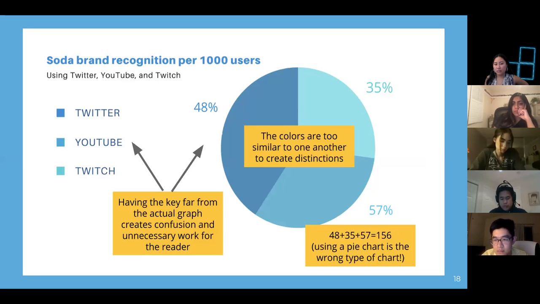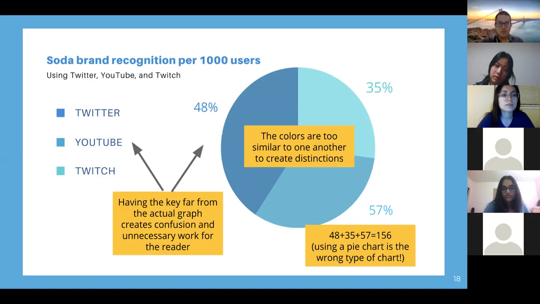First off, the key being that far away from the graph and having just straight numbers on the chart itself creates confusion as we as readers try to connect which statistic matches each platform. You have Twitter all the way on the left, and then you have 3 numbers over there, but you're not completely sure which number coordinates with what.